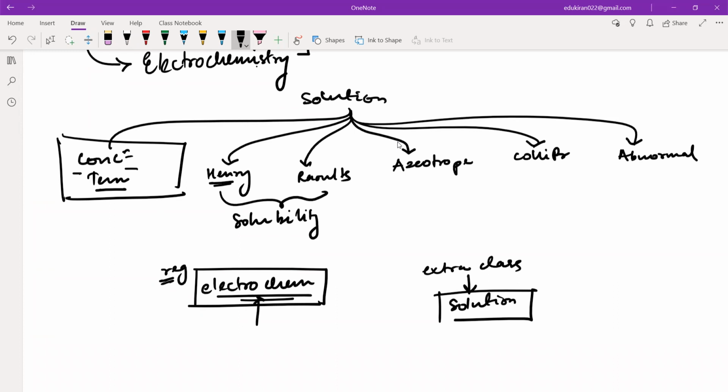So I'm asking, how much have you studied? Sorry again for my Hindi, but have you learned any of the solution chapter? Or is there nothing? You have not done anything in solution? I have done Henry's law. So you have some idea. There are some words in your brain which are related to the chapter solution. Okay, fine. Understood.